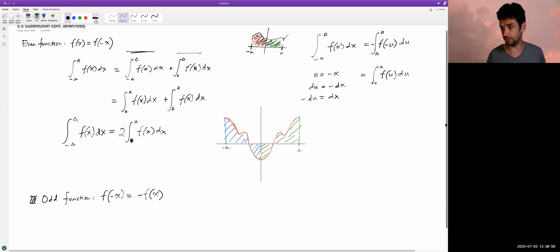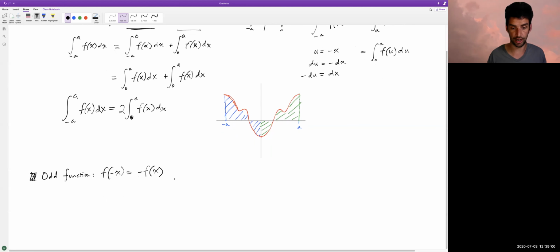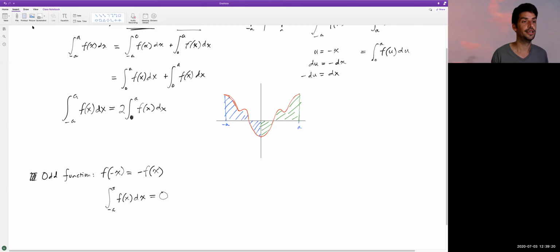So it turns out, through a very similar kind of process, which I will let you try, that if we have an integral of an odd function over a symmetric interval, so negative a to positive a, f of x dx, this is even simpler, it's going to be 0. Okay? This one's very easy to see with a picture.